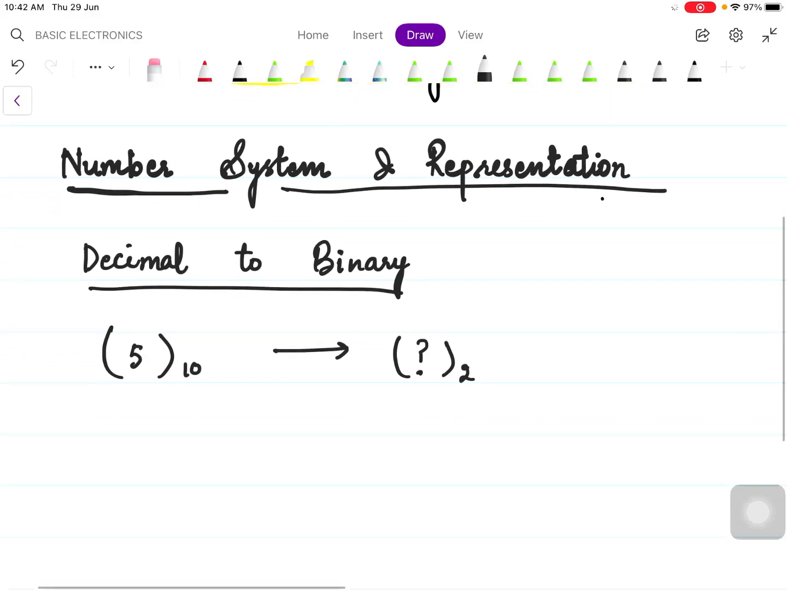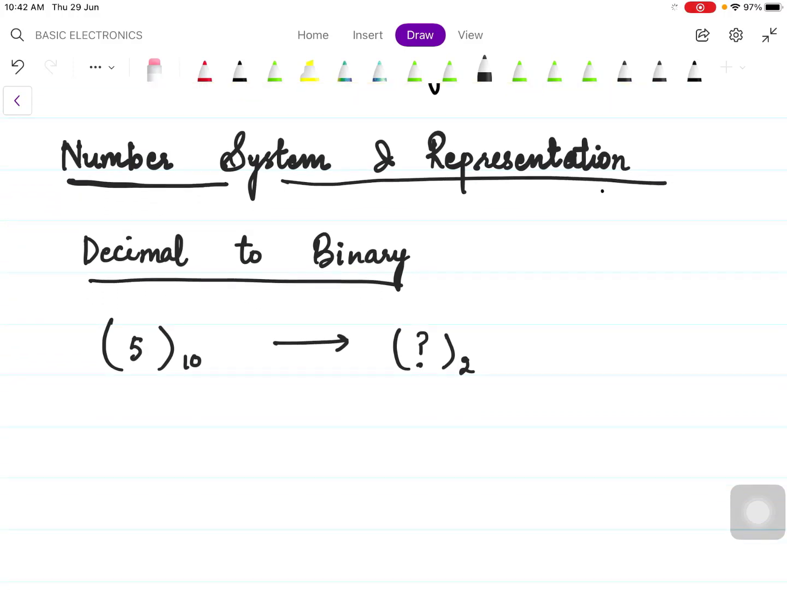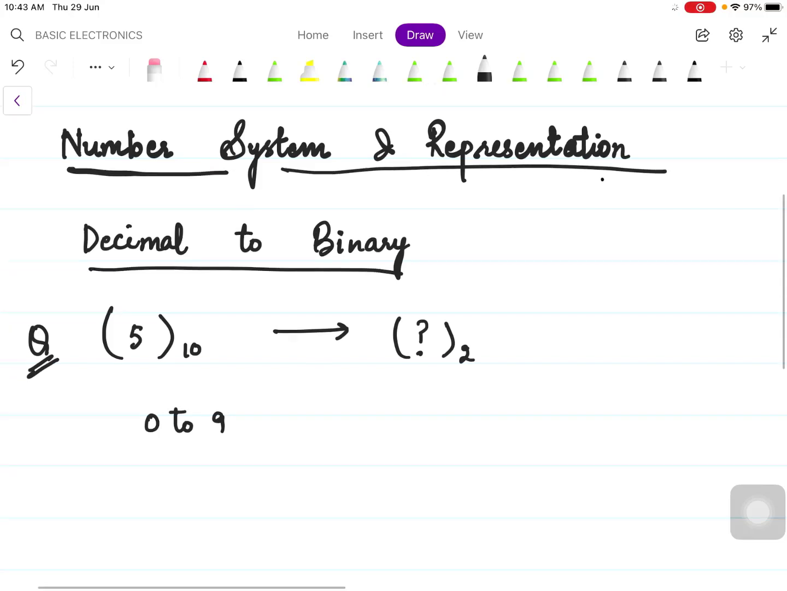And if a decimal number system has a base 10, it means that in the decimal number system you can represent numbers from 0 to 9 because the base is 10. So if the base is n, we are able to represent digits from 0 to n minus 1. So in the case of decimal it is 10, therefore we are able to represent from 0 to 9. So 5 is the given question. You are asked to convert a decimal number to binary. So let us see the method.